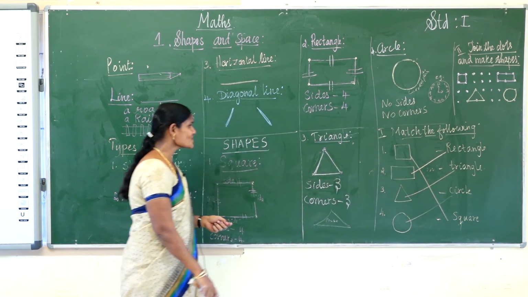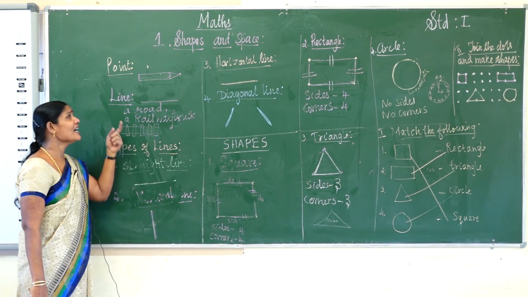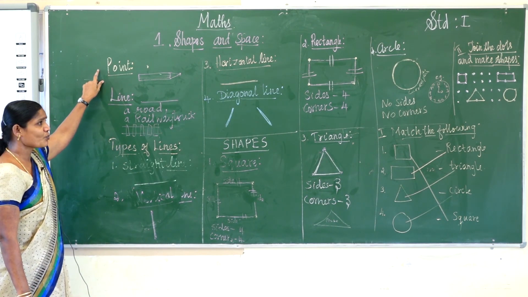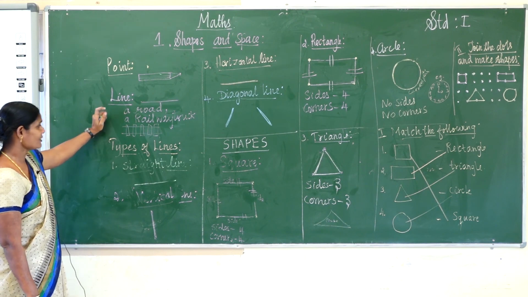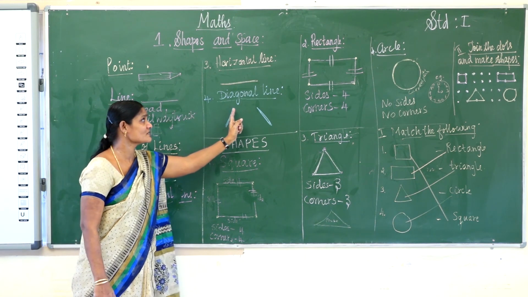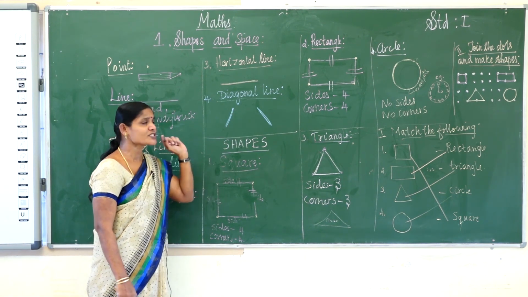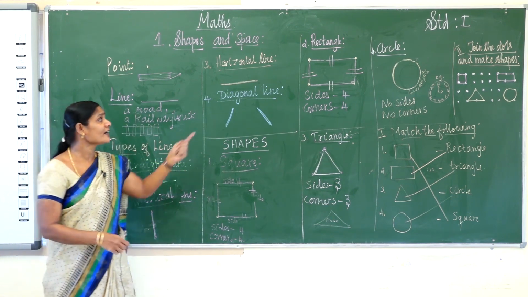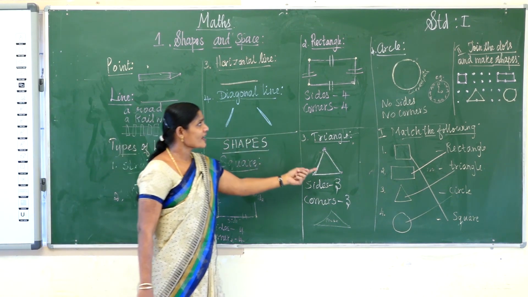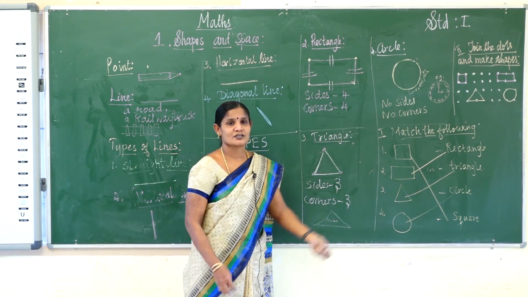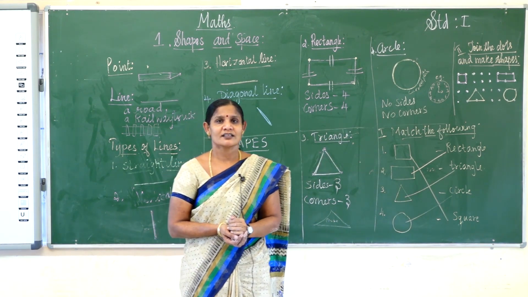Okay. So, in today's class we have seen the shapes. What is a point? Then what is a line? Then some types of lines we have seen. So, 4 shapes we have seen: square, rectangle, triangle and circle. So, we will meet next class. Thank you students.